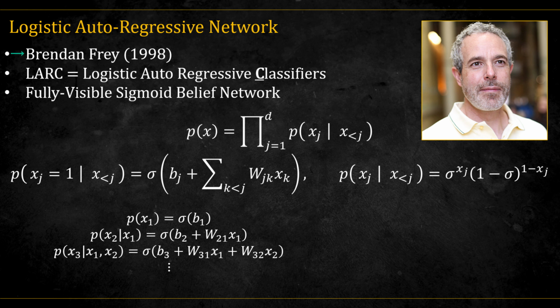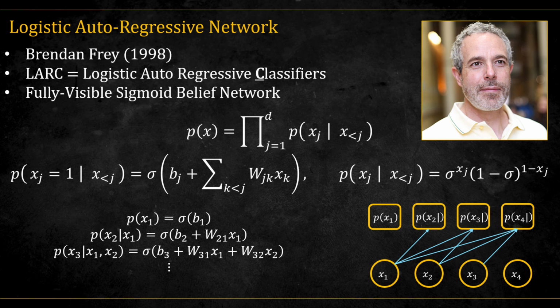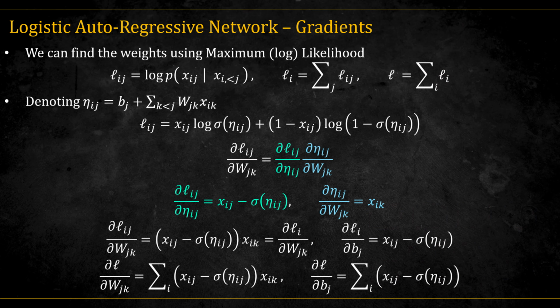It was presented by Brendan Frey in 1998. It is sometimes referred to as LARC, Logistic Autoregressive Classifiers, as it was originally introduced for classification problems. And it's also known as fully visible sigmoid belief networks. The model is as follows. We use the conditional factorization and model each individual conditional with a sigmoid over the linear combination of all previous units. This is the corresponding graphical model, where I have omitted the bias terms as I will do in the subsequent graphs as well.